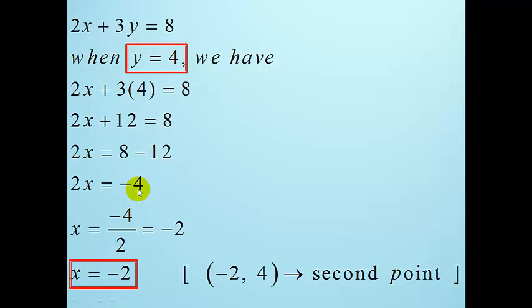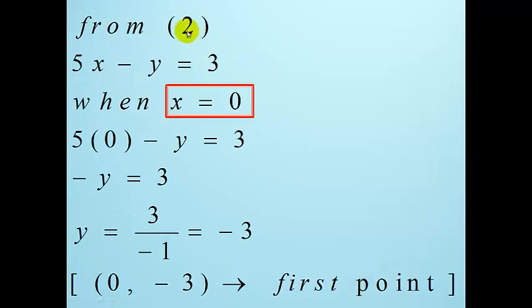When we divide the right hand side by 2, we have minus 4 over 2, and the answer is minus 2. This means that the value of x is equal to minus 2. So when y is equal to 4, x is equal to minus 2. But for every point, we have the x coordinate first before the y coordinate. So we have minus 2, 4. This is the second point on the first line from the first equation. So we now have our 2 points from the first equation.